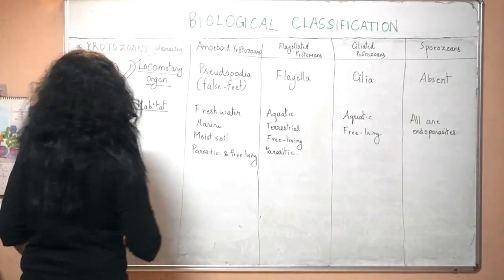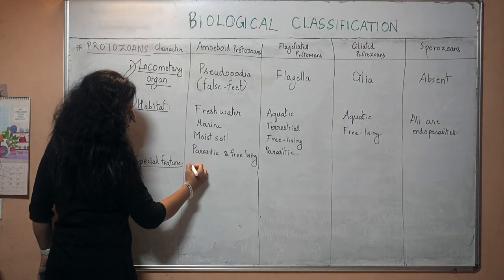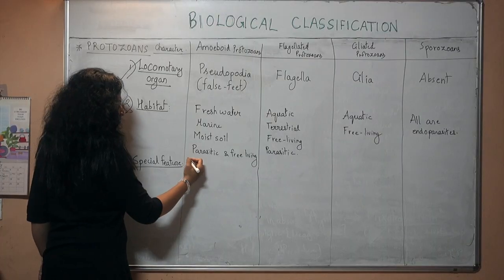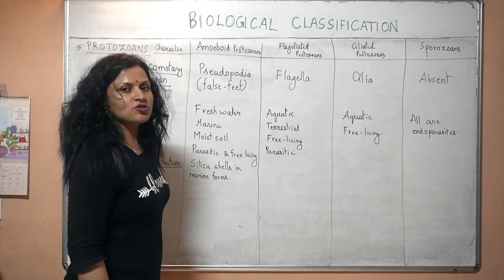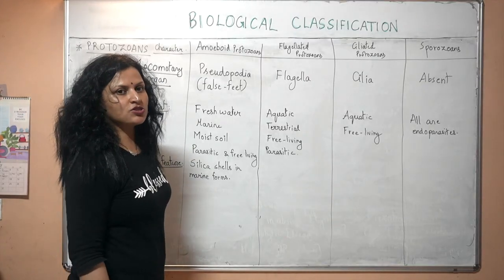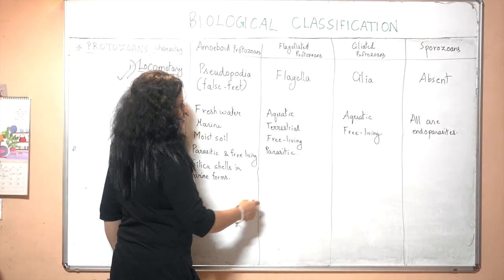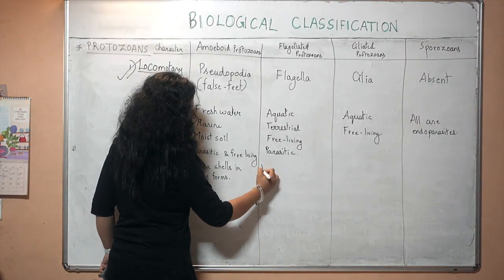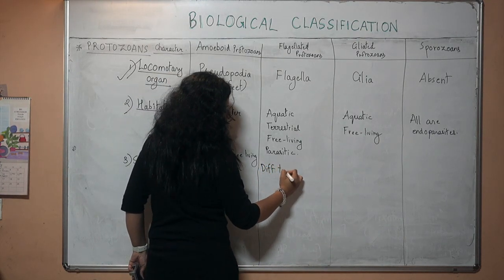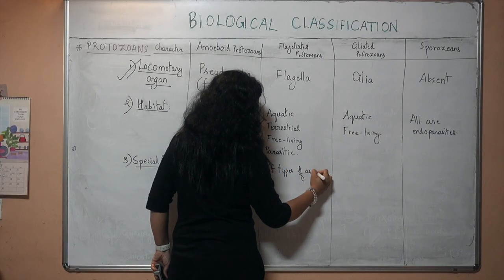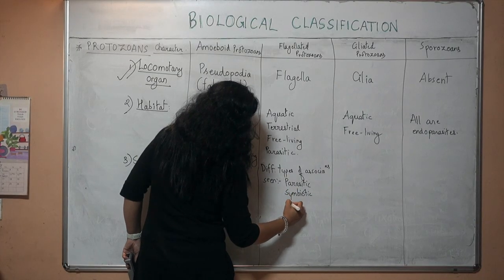Moving on, special features. For amoeboid protozoans, the special feature is silica shells in marine forms, also known to the formation of an earth which is similar to diatomaceous earth, but it is not there in syllabus for you, so leave it. Silica shells in marine forms. Then for flagellated protozoans, different types of associations are formed with other organisms. Different types of associations seen, for example, parasitic, symbiotic and commensal.